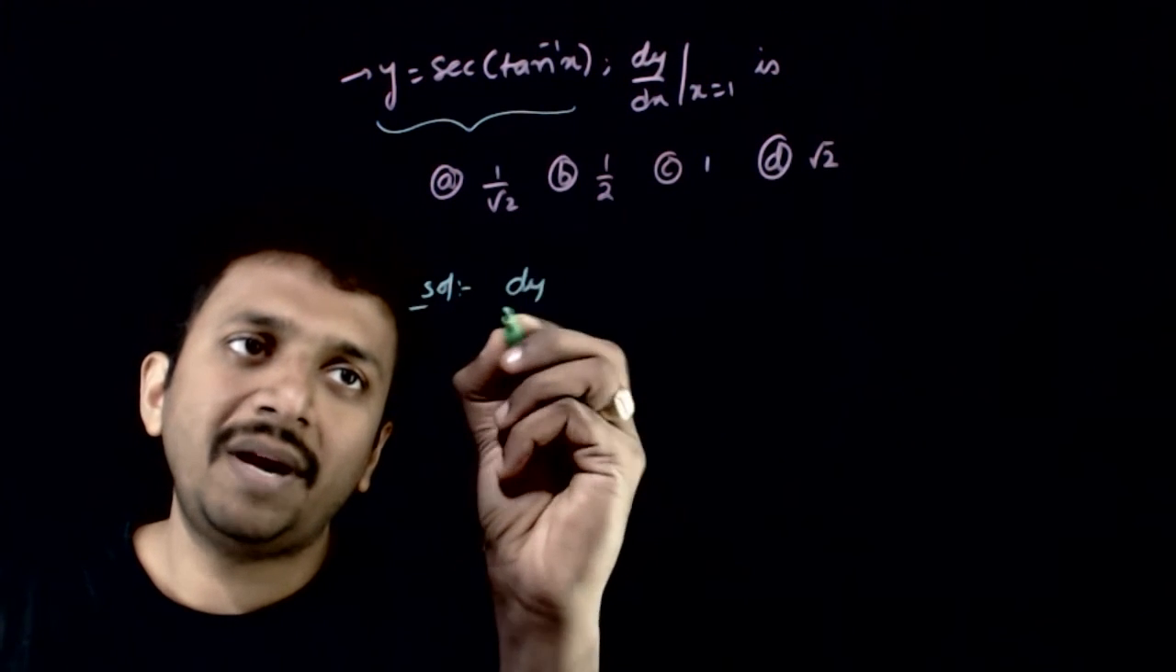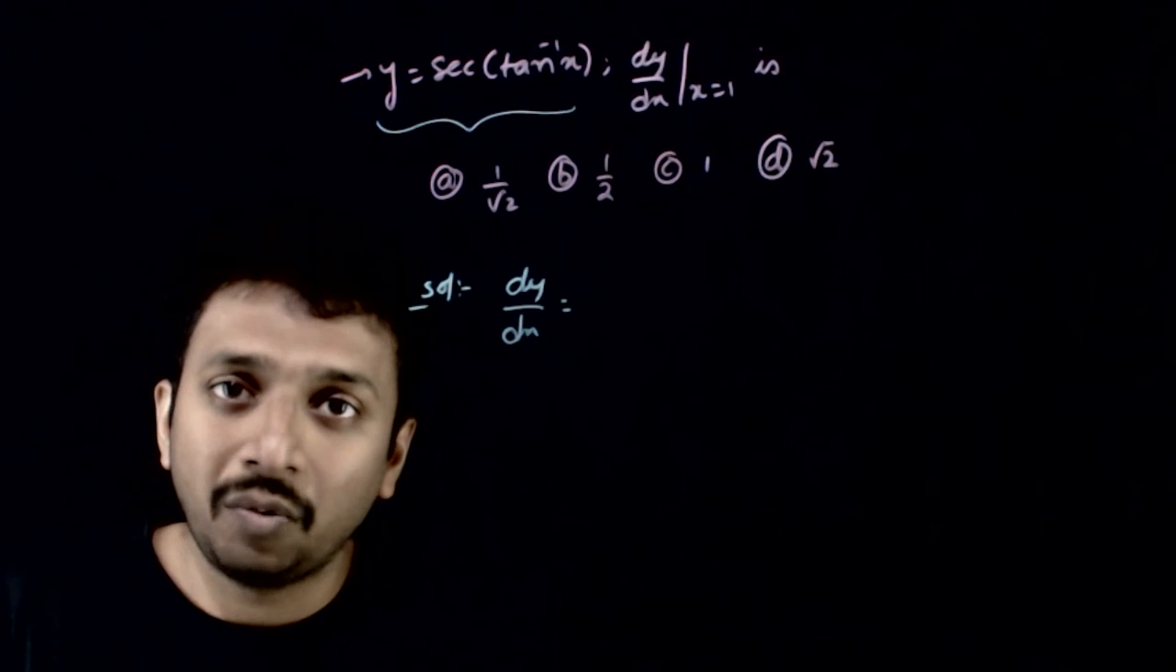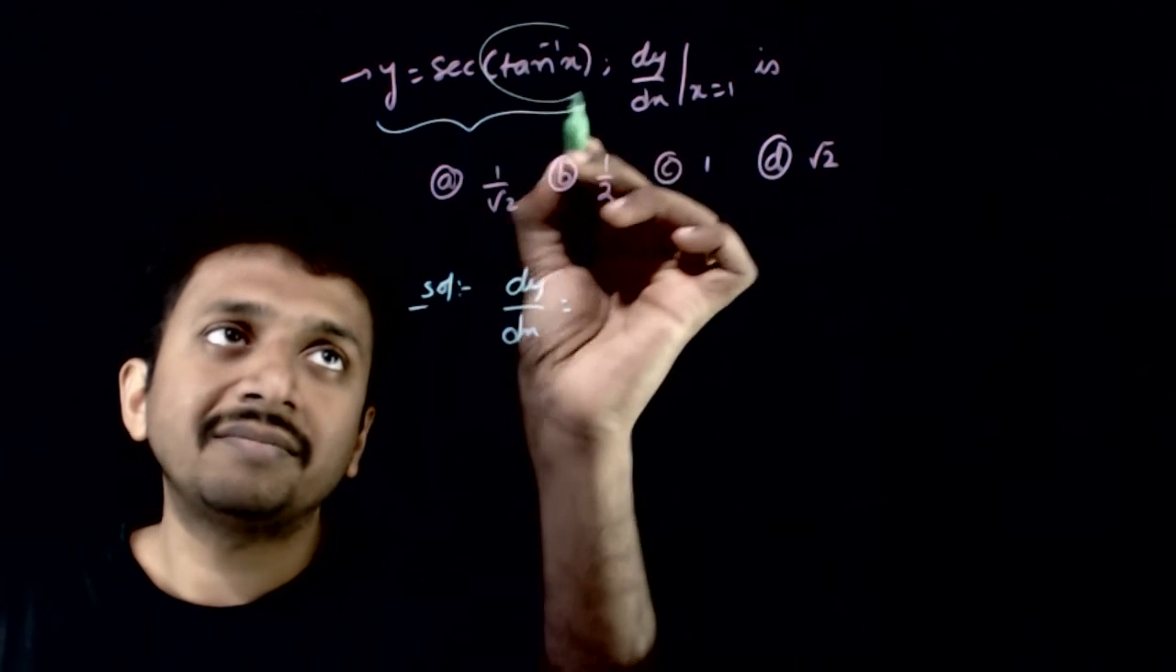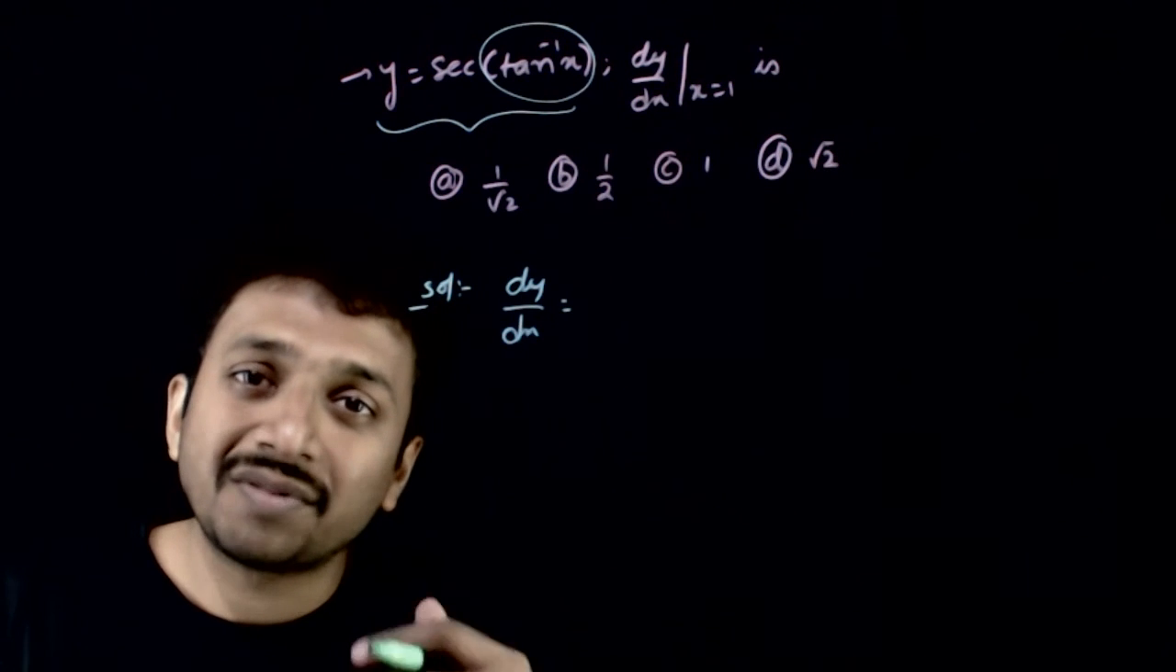So dy by dx, first let me differentiate this, and after differentiation I'll put x is equal to 1. So how do we differentiate this? First, this is secant of something, right? So what is the differentiation of secant of something?